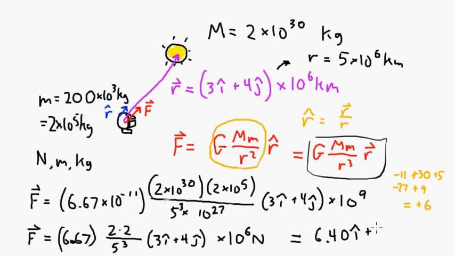And if you want to find its acceleration, you would just take all this and divide it by 2 times 10 to the 5th kilograms, and you'd get the acceleration of the Millennium Falcon. But there's our answer, and hopefully that helps you understand what we're doing with some of these WebAssign problems and how to handle vectors.